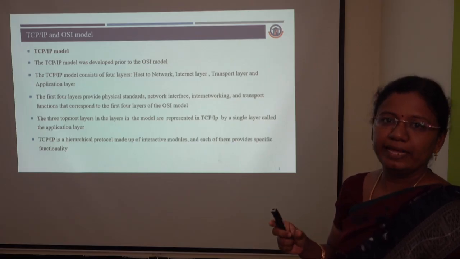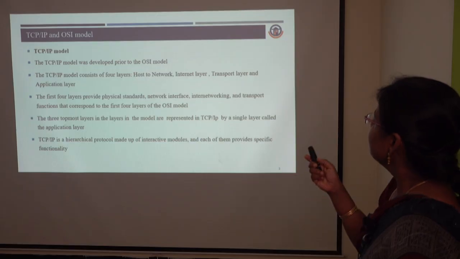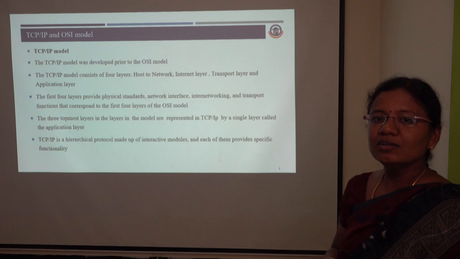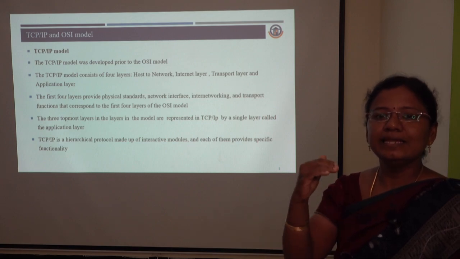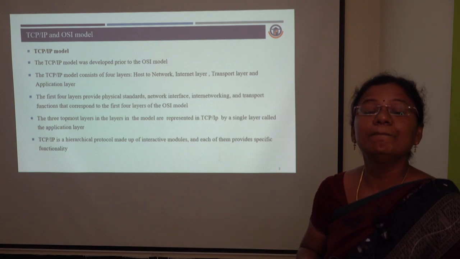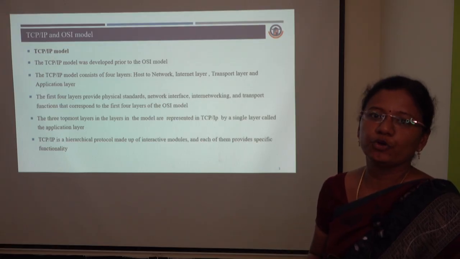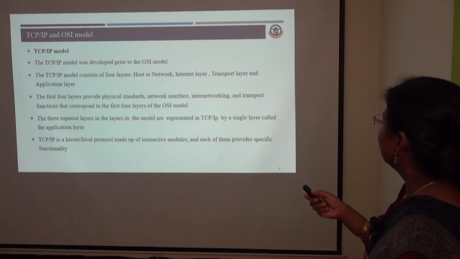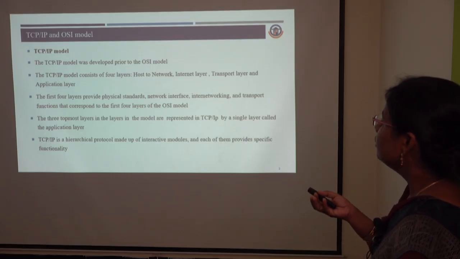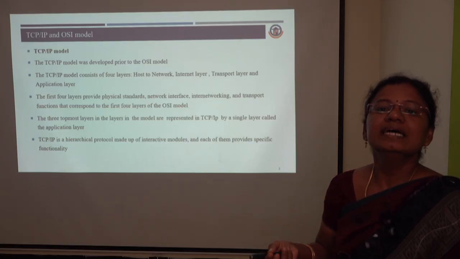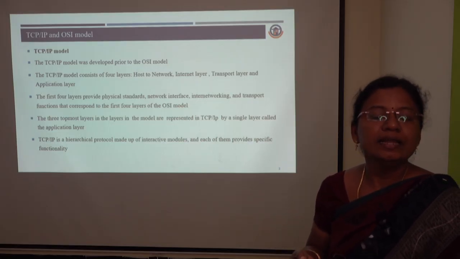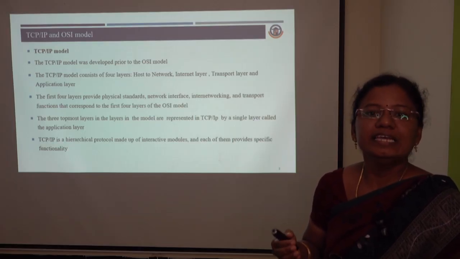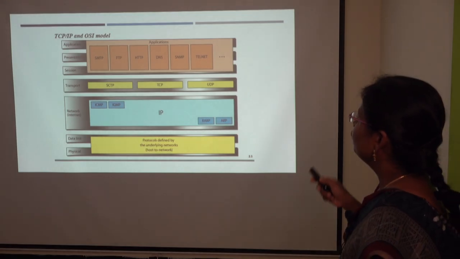The first 4 layers are used to define the physical standards, network interface, internetworking and transport functions. The last 3 layers, that is the topmost 3 layers, are combined and named as the application layer in the TCP/IP protocol suite. This TCP/IP protocol is a hierarchical protocol which defines the specific functionality for each and every layer, because this TCP/IP layer contains a number of protocols which are used to define the functionality of each layer. This is the model of TCP/IP.